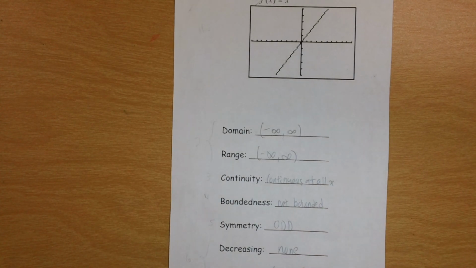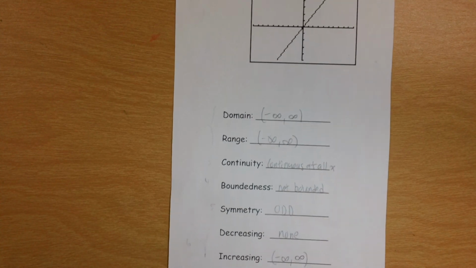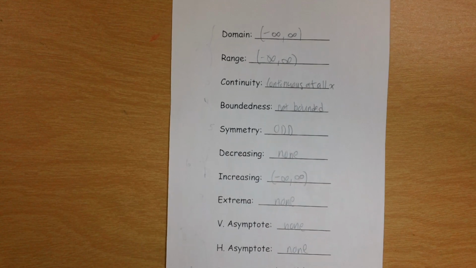The function f of x equals x is also not bounded. It extends to infinity in all directions. The function has an odd symmetry because it is symmetrical about the origin. This function increases from negative infinity to positive infinity, so therefore does not decrease anywhere.